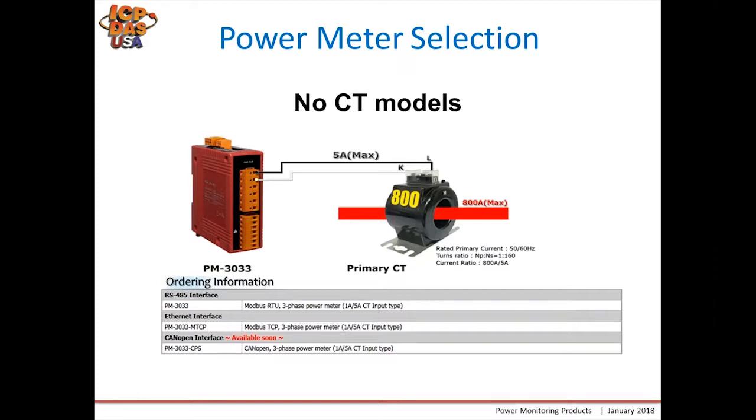We have 3 models available. The third one is actually available as well. So we have a Modbus RTU, Modbus TCP, and CANopen protocol version. These are for 3-phase systems, and these are for, again, applications where no CTs are included, so you can either use your own CTs or purchase them separately.